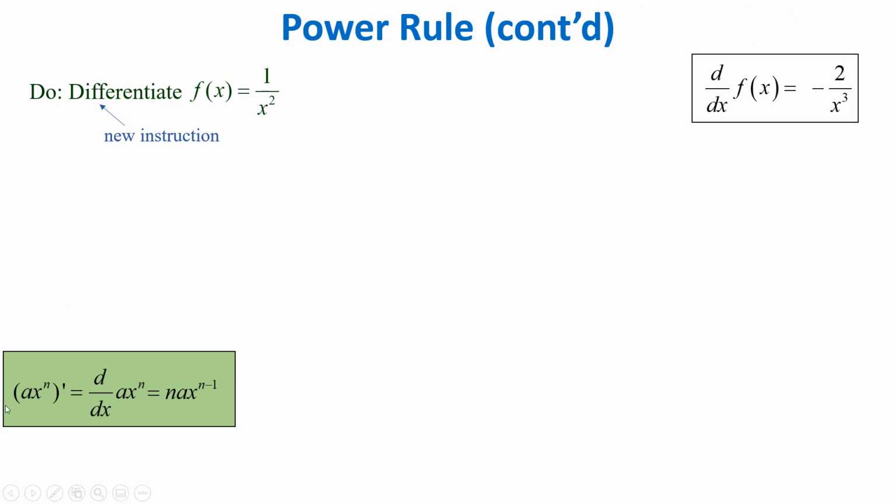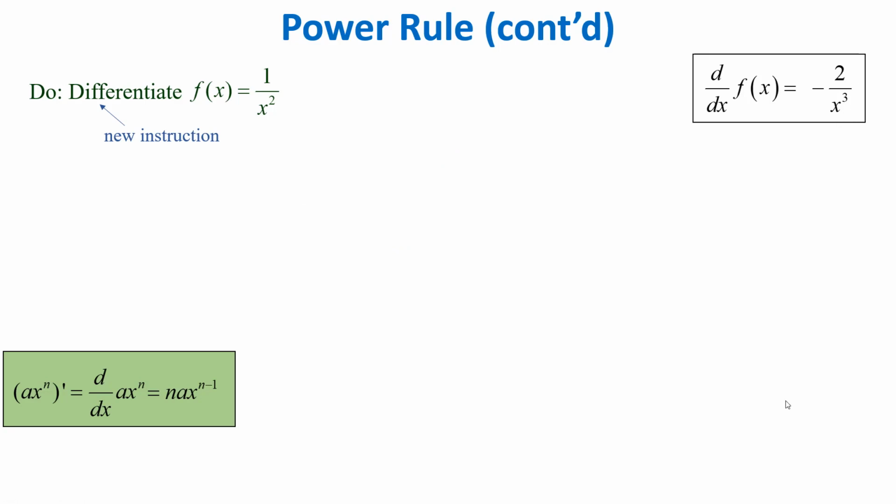Start by putting this in power function format. This becomes x to the -2. And then the derivative would be -2 times x to the -3 when you drop this down to power. And then making the exponent positive, this becomes -2 times 1 over x cubed. And again, you have the option of writing this as one fraction.